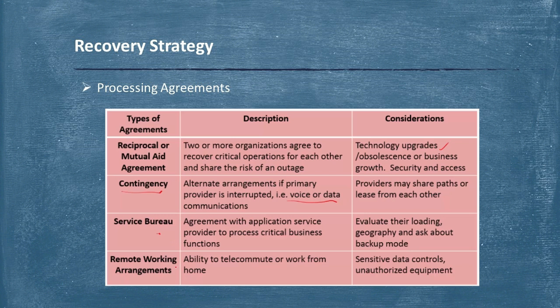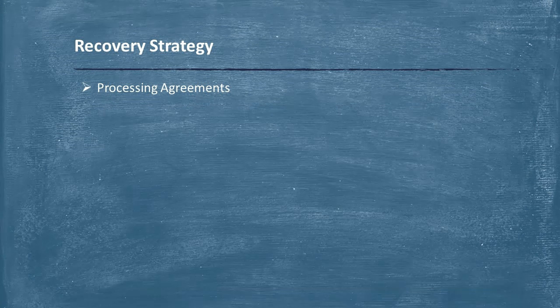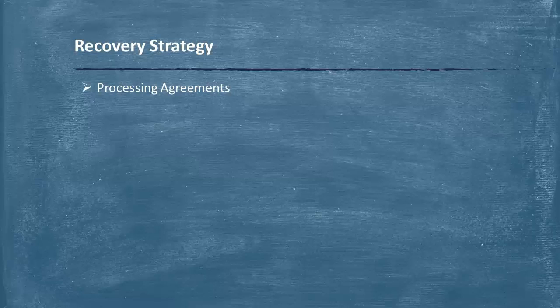And the remote working arrangements, the ability to telecommute, is the remote working arrangement. Sensitive data controls and unauthorized equipment are to be considered. If the employee is going to be dealing with sensitive data and you do not want him to telecommute, then this alternative is not possible. So these are some of the alternative arrangements that an organization can consider in case of an emergency or a disaster kind of situation.